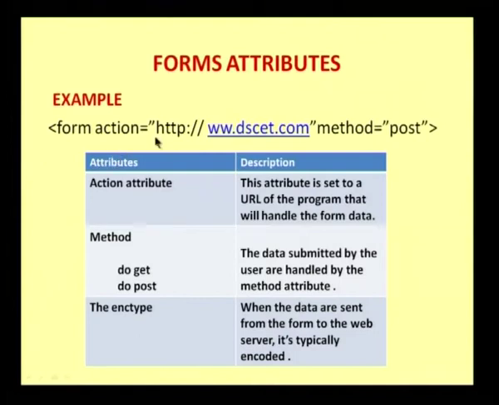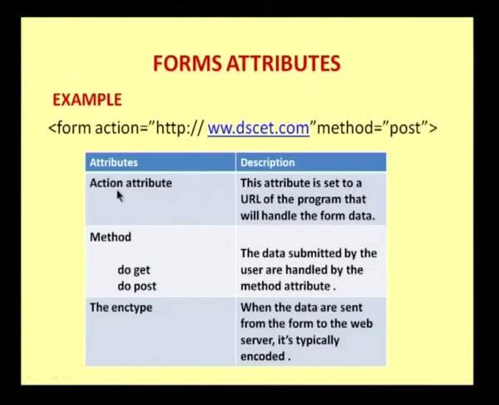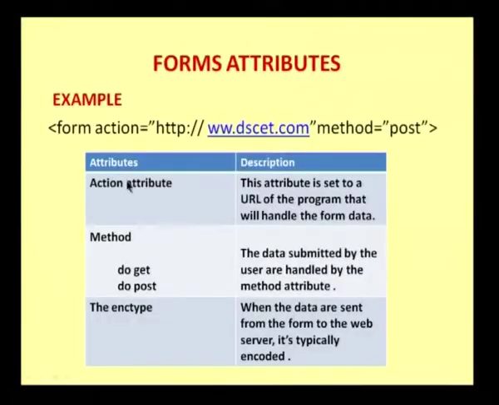So, what is meant by form attributes? These are some of the form attributes: the action attribute, and the next attribute is method. There are two types of method, doGet and doPost, and then type. What is meant by the action attribute? When the user submits some information, this information should be sent to some website or some other machine. Which machine, which localhost or which website it should be sent to, that particular detail, the path, will be given within this action attribute.